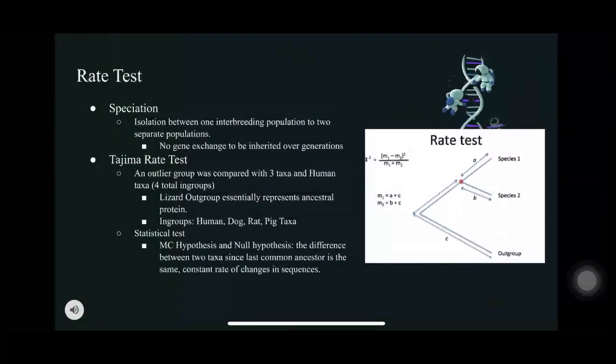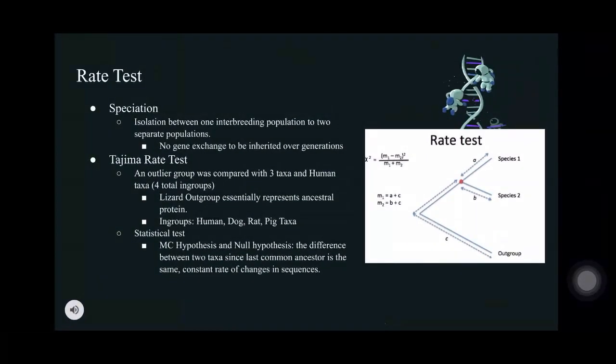Lastly, I did a rate test where an outlier group was compared with 3 taxa and human taxa. So I had 4 total in groups, the lizard being my outgroup. This is to see if there is correlation or causation happening within the evolution of these species. The null hypothesis will be that the difference between 2 taxa since last common ancestor is the same, and there will be a constant rate of change in the sequences.